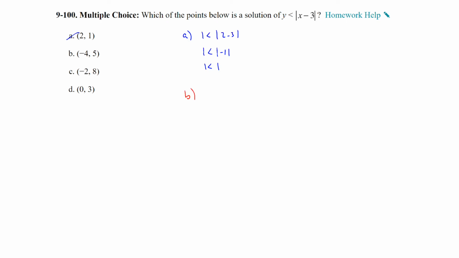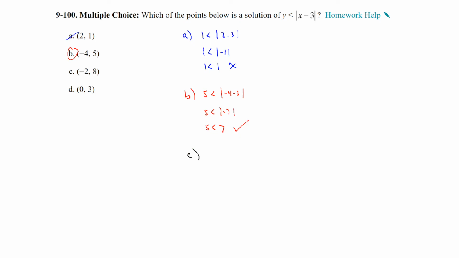B, negative 4 and 5. So 5 is your y value. So is 5 less than the absolute value of negative 4 minus 3? So is 5 less than the absolute value of negative 7? And is 5 less than 7? Yep, it is. So therefore, B is an answer. It doesn't say if there are multiple answers or not, so I'm going to go ahead and keep going.